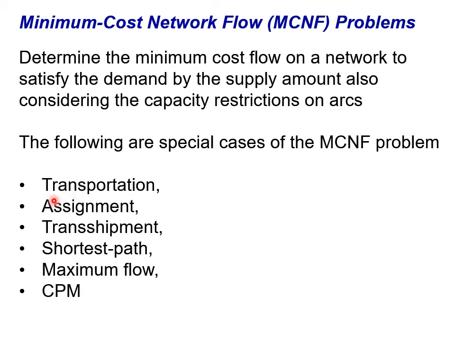The problems that we have already seen, the transportation problem, is a special case of a minimum cost network flow problem. We already know that the assignment problem is a special case of the transportation problem, which means that the assignment problem is also a special case of minimum cost network flow problems. We haven't seen transshipment problems in this course, but it is also a special case. Shortest path problems and maximum flow problems are also special versions of minimum cost network flows. And the critical path method that we will see in the next lecture is also a special case. So minimum cost network flow problems are the most general type of network flow problems.